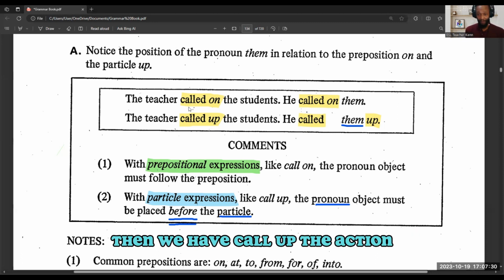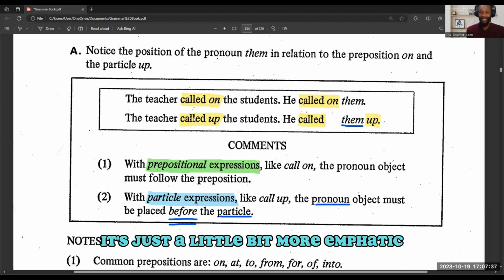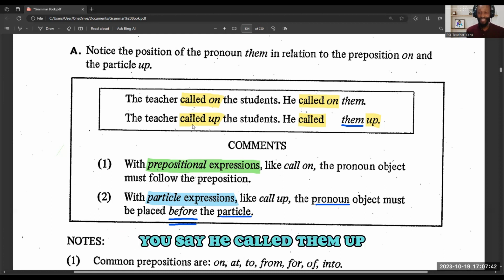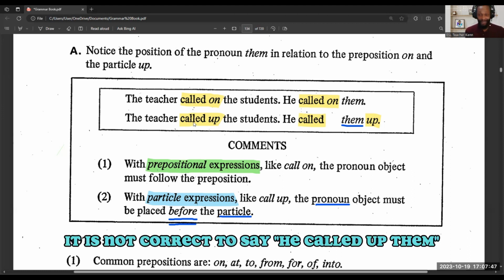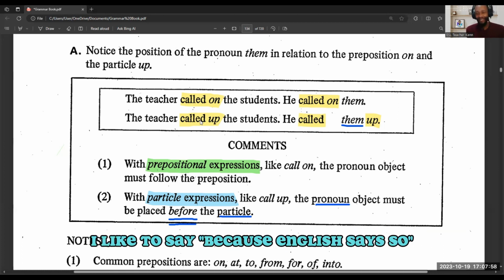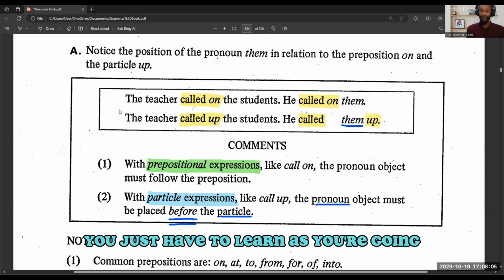Then we have call up. The action call up is just the same as the regular call action. It's just a little bit more emphatic. So the teacher called up the students. You say he called them up. It is not correct to say he called up them. Why? Because this is a particle expression. I like to say because English says so. It's something that in the language itself, you just have to learn as you're going.